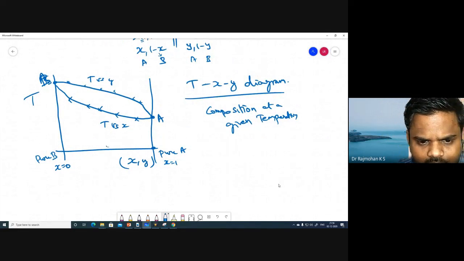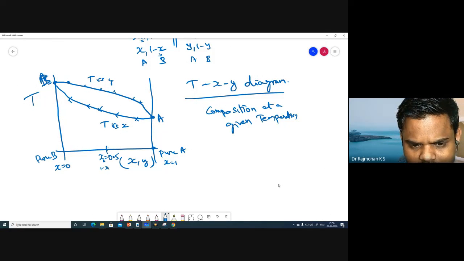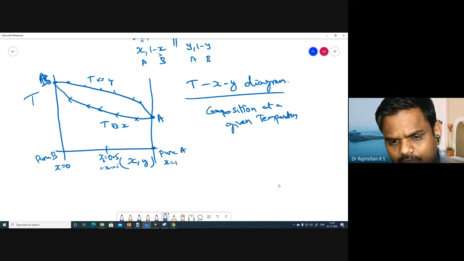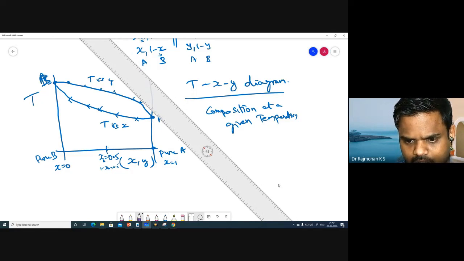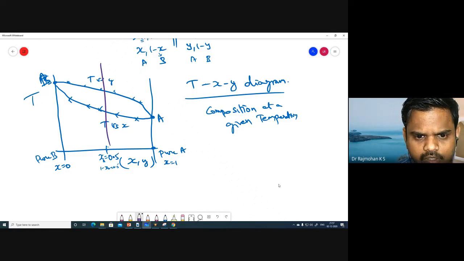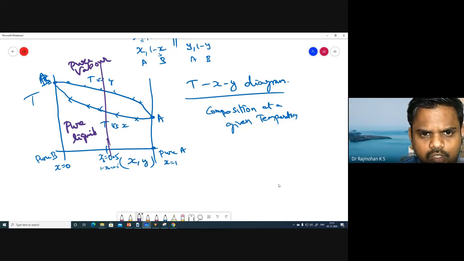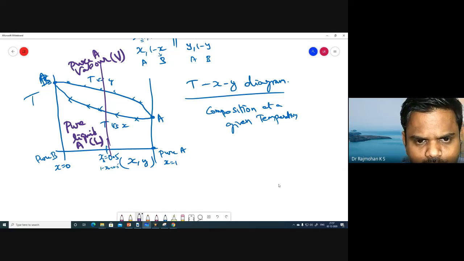Let us consider x equal to 0.5. That means XA is 0.5 and 1 minus XA is also 0.5, in liquid and vapor. If you consider a point here, we take it to be straight. Okay, so what phase are we having? Here we have pure liquid, and here we have pure vapor. Let us say it is V, it is L. Below this line we have pure liquid, and above this line we have pure vapor of A.